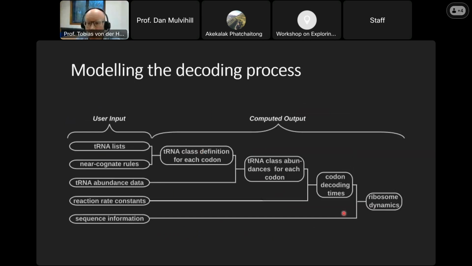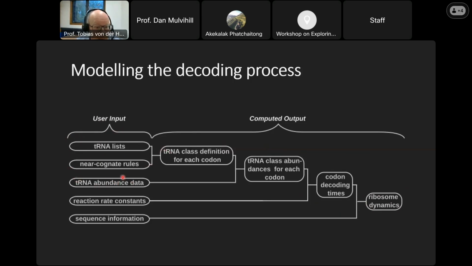And essentially how we get to our end goal of modeling ribosome dynamics is that we need to define quite a number of things. We need to establish what tRNAs are present in the organism for which we want to model ribosome movement. We need to establish how the tRNAs pair with the different codons. And so in Baker's yeast, there are about 45 different tRNAs, which decode the 61 codons. And so you need to define 61 times 45 anticodon-codon relationships. So this is quite a large data set.